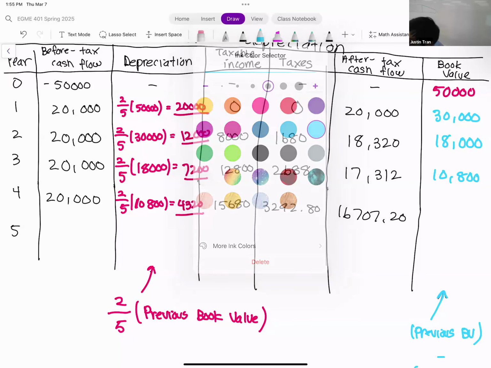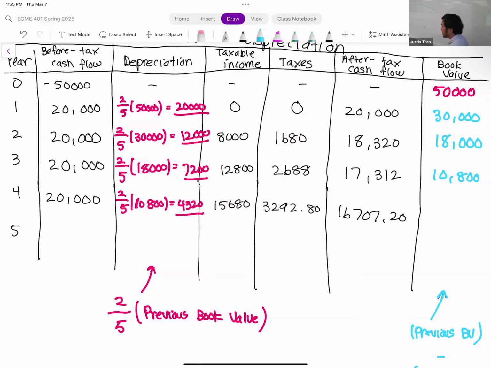One thing that you should notice is that because our depreciation is getting less and less over time, the amount of taxes that we're going to be paying is increasing per year as well.